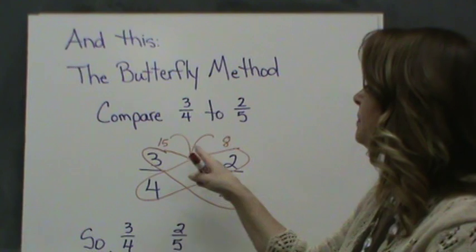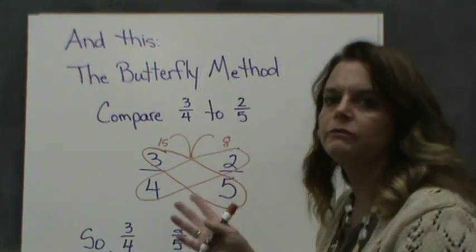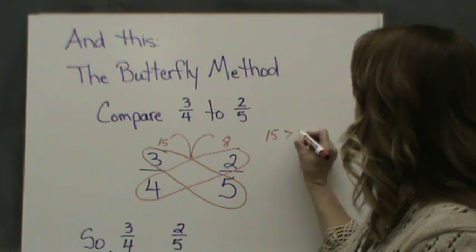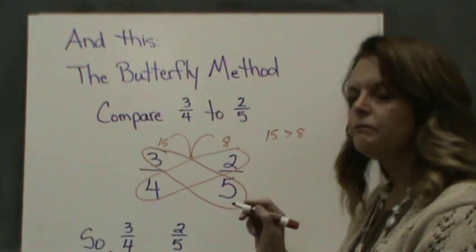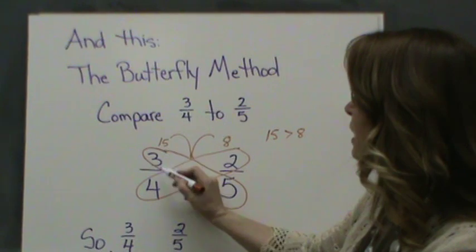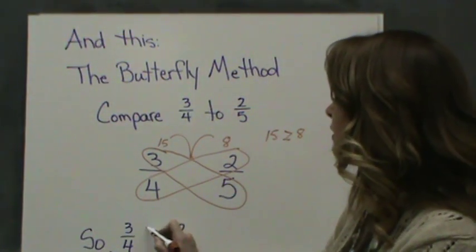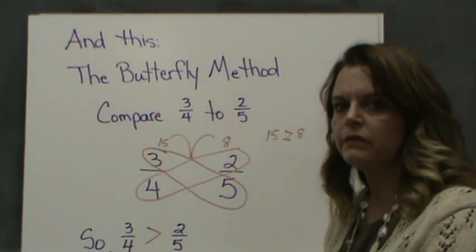Now all I have to do is compare these two products. Well, 15 is greater than 8. So up here I have this. Okay? And then that just tells me that now I know 3/4, there it is, is greater than 2/5.